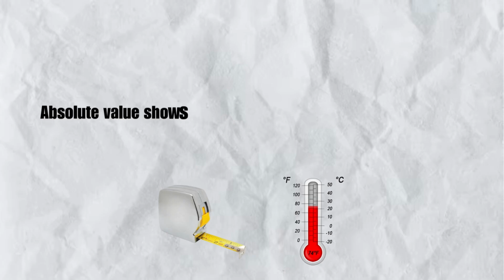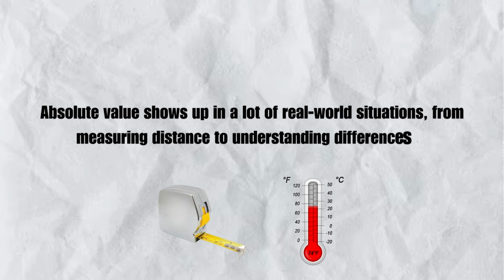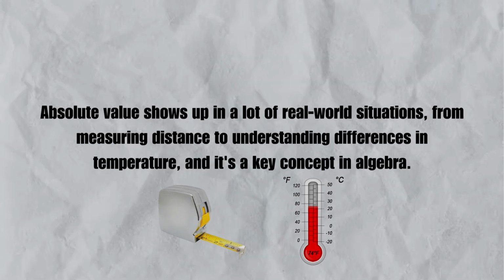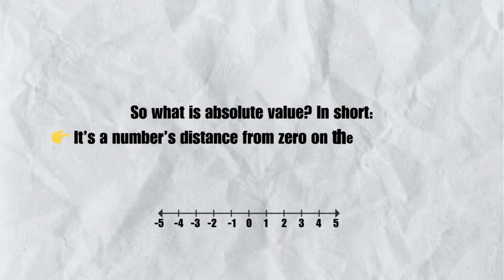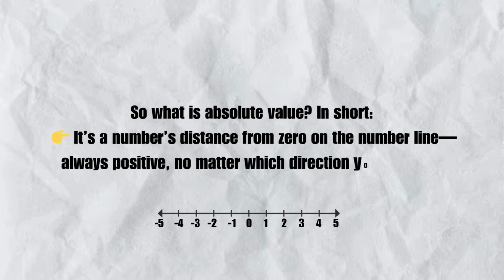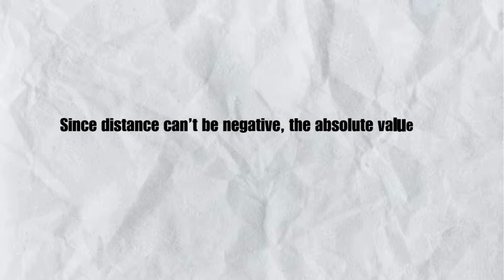Absolute value shows up in a lot of real world situations, from measuring distance to understanding differences in temperature. And it's a key concept in algebra. So what is an absolute value? In short, it's a number's distance from 0 on the number line, always positive, no matter which direction you're going. Since distance can't be negative, the absolute value of a number is always positive.